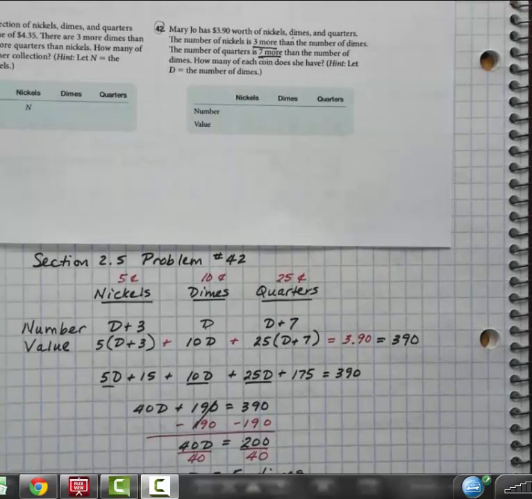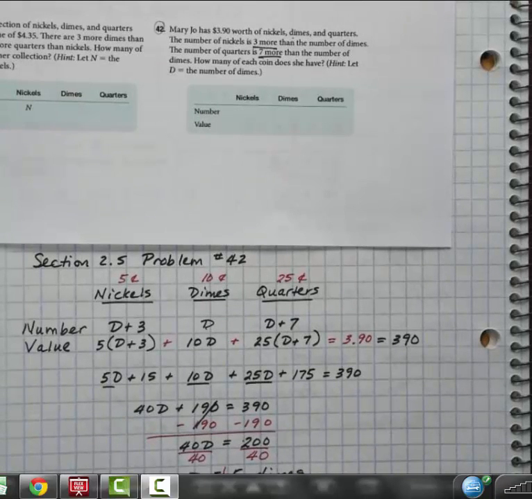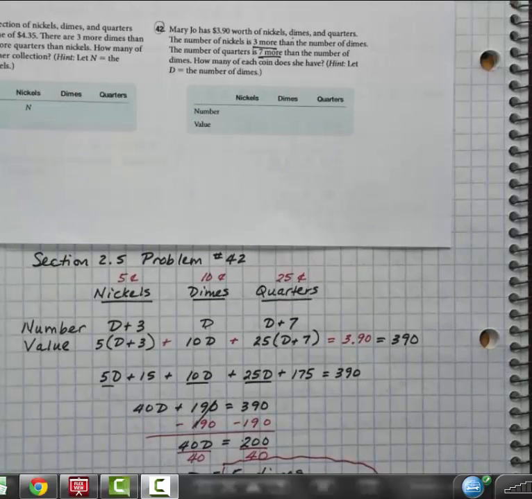So that's all the problem asked for. It says to find the number of each coin. And we said there's going to be 5 dimes, 8 nickels, and 12 quarters. Now to check, we should take this answer and see how much money we would have. If we have 5 dimes, we're going to have 50 cents. If we have 8 nickels, we're going to have 40 cents. And if we have 12 quarters, we're going to have 300 cents or $3. So that adds up to 390 cents.